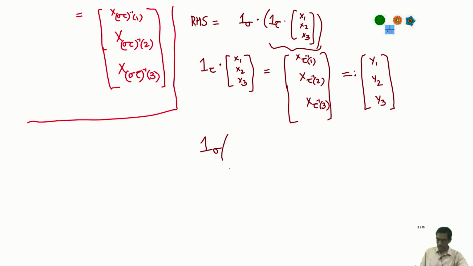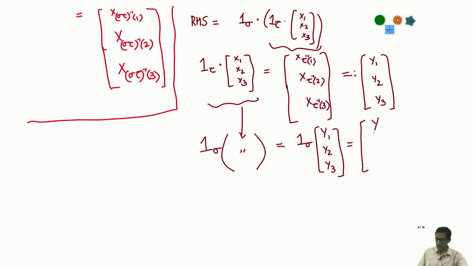Now I take 1 sigma and I act on this element here. So that's just 1 sigma acting on y1, y2, y3, since I've called it that for short. By definition it moves whatever is the first component. So it's just y sigma inverse 1, y sigma inverse 2, y sigma inverse 3.